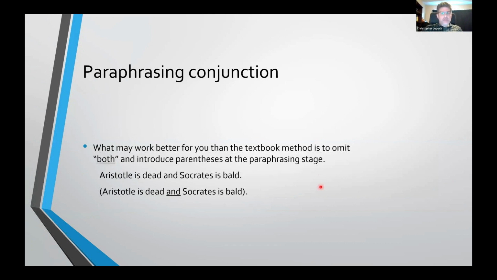What might work better than the textbook method is, instead of the both, to actually just start putting in parentheses at the paraphrasing stage. So have and, underline the and, right? That indicates the middle of the conjunction. And then you put parentheses around the beginning and the end of it. The parentheses are familiar from algebra. They're quite intuitive. So you may find that to be easier than the textbook method. You can play around with both and just see whichever works better for you.